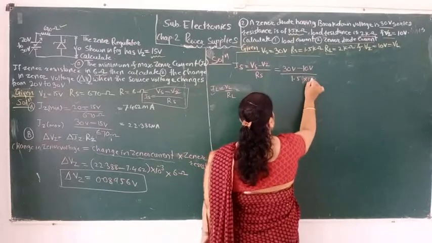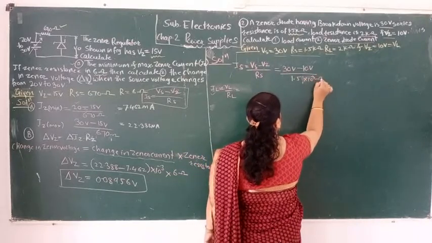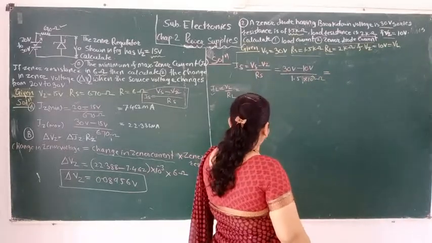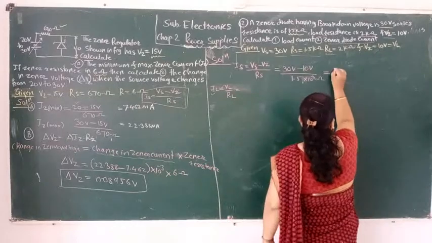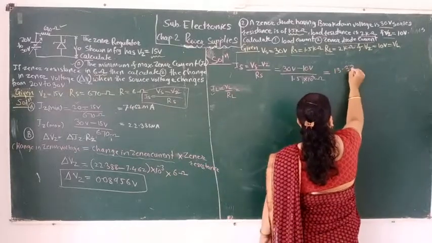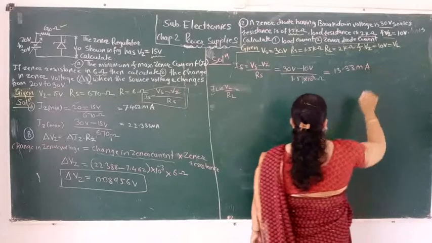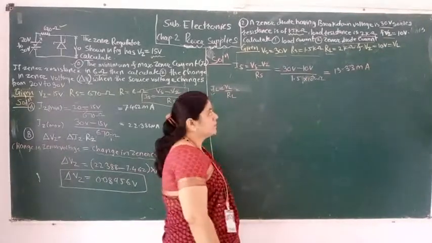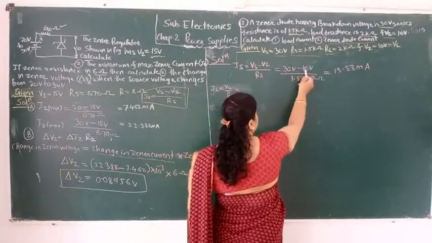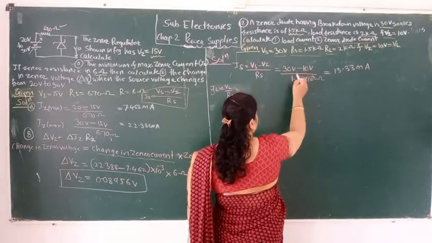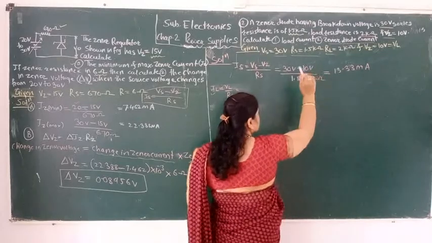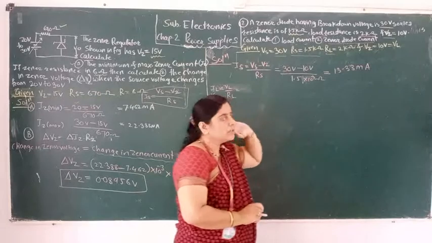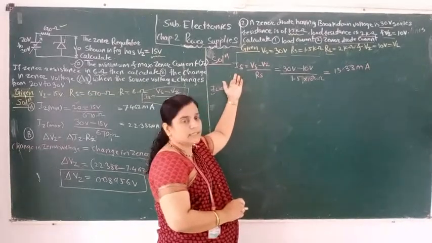Kilo means how much? 10 raised to 3 ohm. So the value of this is how much? 13.33 milliampere. This 10 raised to 3 will come up as 10 raised to minus 3. So 30 minus 10 is 20, and 20 divided by 1.5 into 10 raised to minus 3 is 13.33 milliampere. So this is the first current, that is the source current Is.